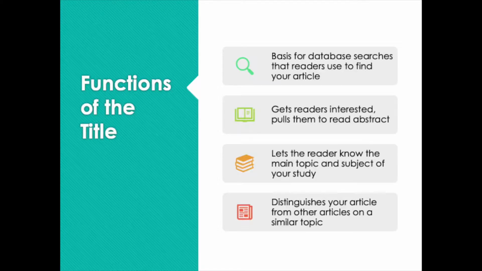Let's start with titles. What are the functions of the title? One of the main functions is that it provides the basis for readers finding your article. And so these days, they're going to find your article by searching a database like Web of Science or PubMed or Google Scholar or Scopus, and they're going to search it with certain terms. And if your paper has those terms in the title, it's more likely that your paper will come up as a top hit.